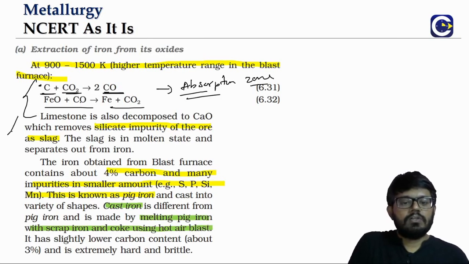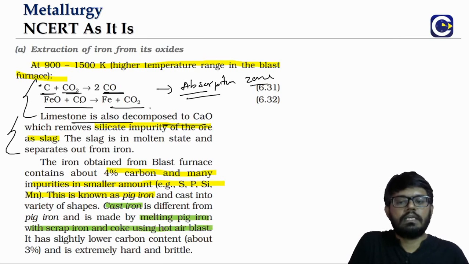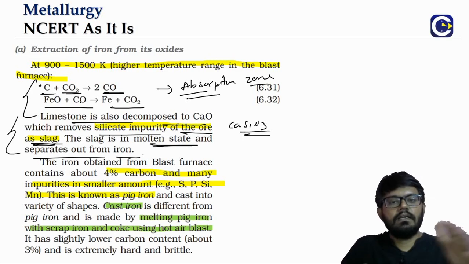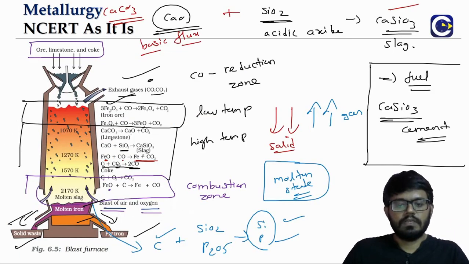And we also have the decomposing of the limestone to give us what? Calcium oxide. This is reacting with what? Silica impurity to form what? Slag, calcium silicate. This will be in the molten state and it will be clearly separating out from the molten iron because of the density difference.